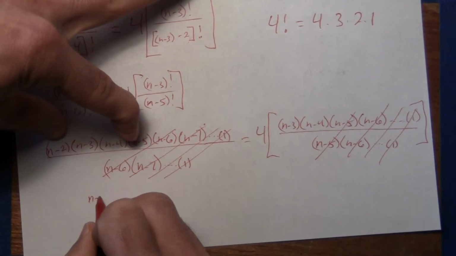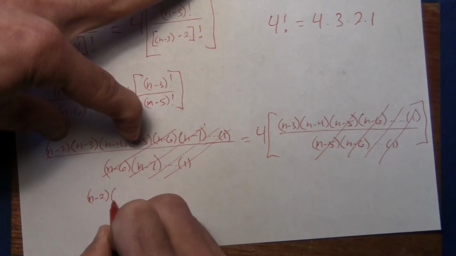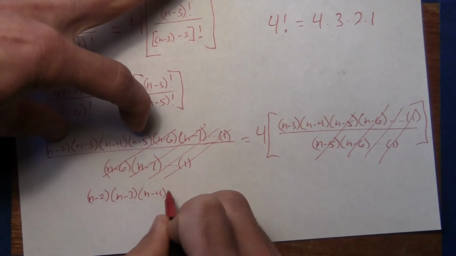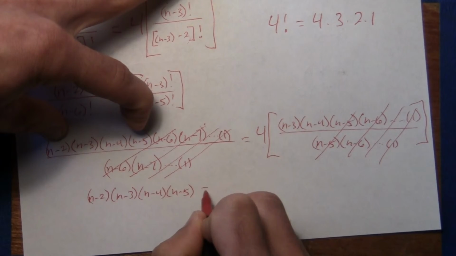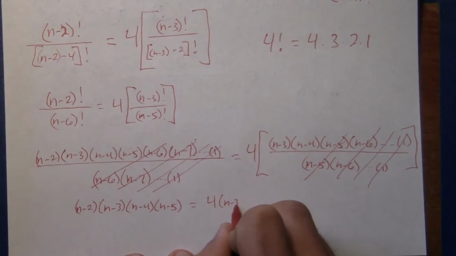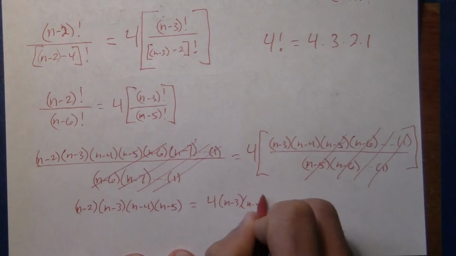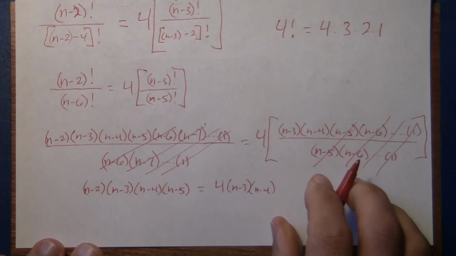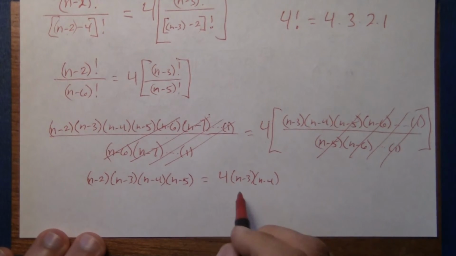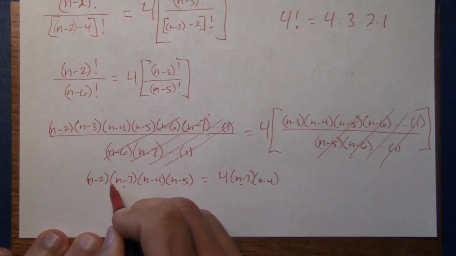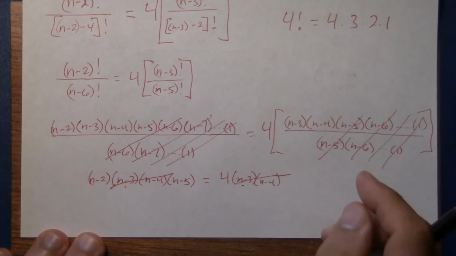I'm left with n minus 2 times n minus 3 times n minus 4 times n minus 5 on the left side is equal to 4 times, on the right side, it's just n minus 3 and n minus 4. So it simplifies somewhat nicely. And now if I look at the right and left side, they both have an n minus 3 and an n minus 4 in common. I can just divide both sides by that.